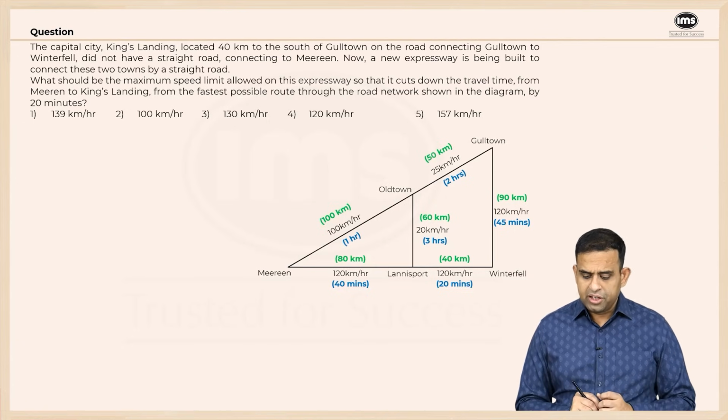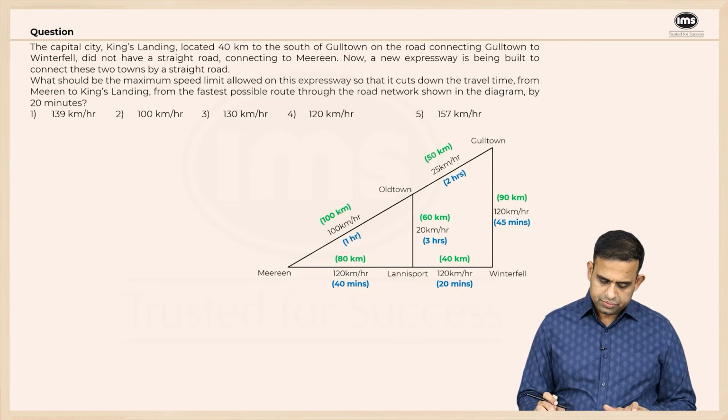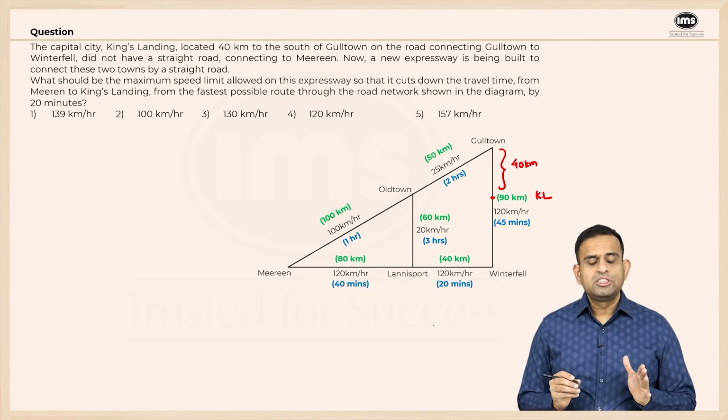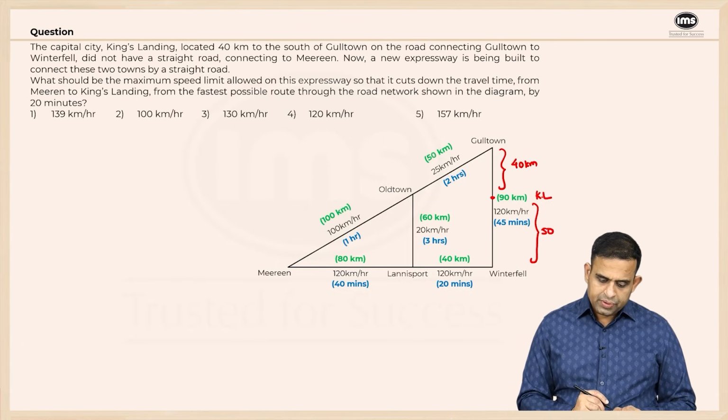If I look at the next one, it says that the capital city, King's Landing, is located 40 kilometers south of Gulltown on the road connecting Gulltown to Winterfell. So somewhere over here you have the place called King's Landing, and that distance has been given to you. This is equal to 40 kilometers. This is King's Landing over here, which would mean the distance between King's Landing and Winterfell must be equal to 90 minus 40, giving you 50.